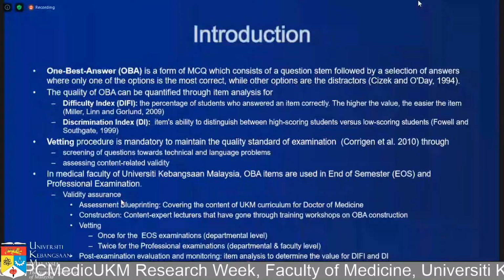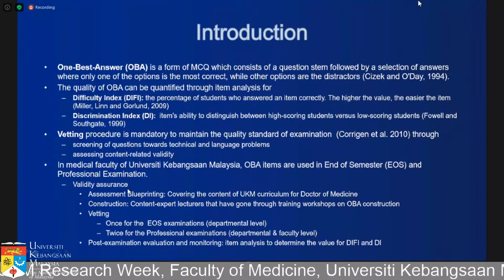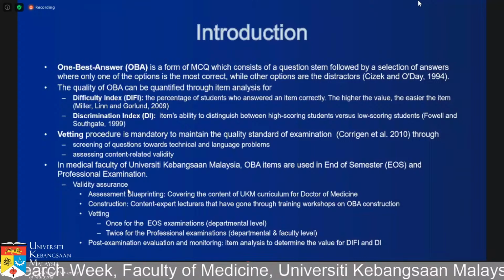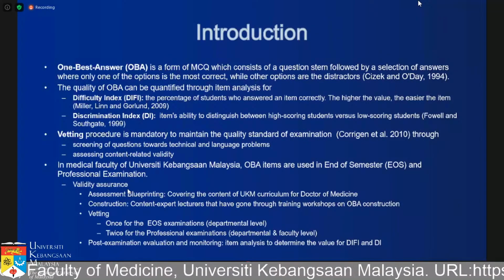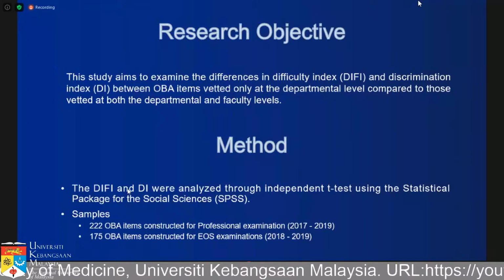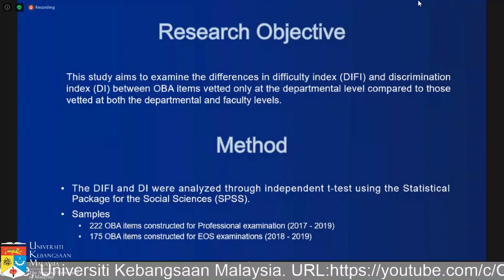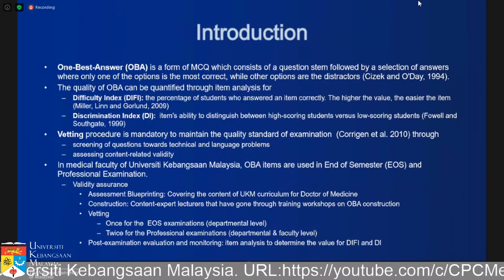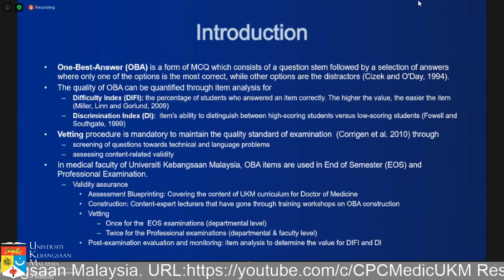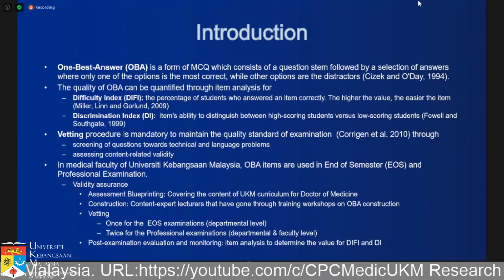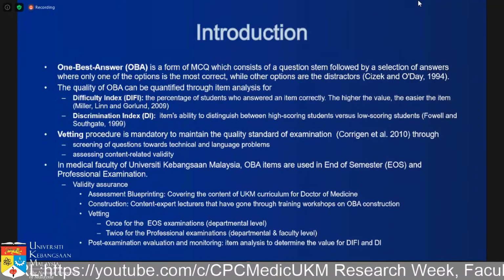A bit of introduction. One best answer, OBA, is a form of MCQ, which consists of questions followed by a selection of answers where students have to select only one of the options, which is the most correct, and the other ones are distractors. To quantify the quality of OBA, we do item analysis after examination. The difficulty index is the percentage of students who answered an item correctly. The higher the percentage, the easier the question. The second is the discrimination index, which is the item's ability to distinguish between high scoring and low scoring students. We calculate it as the ratio of high scoring students getting the answer correct minus the ratio of low scoring students answering correctly.